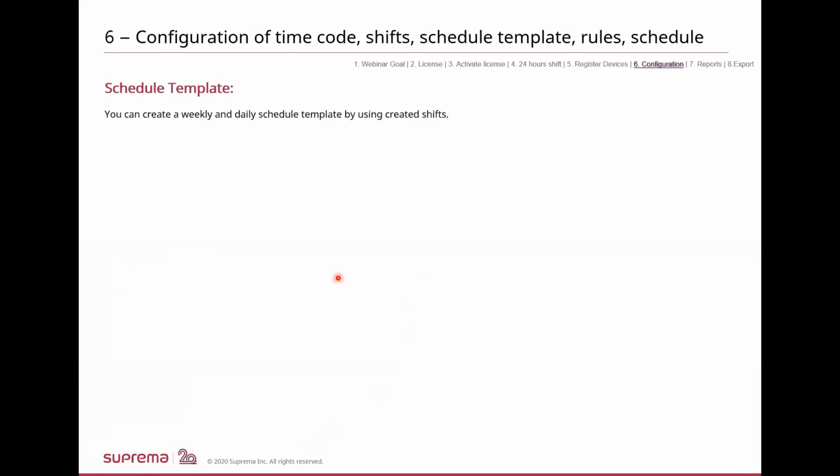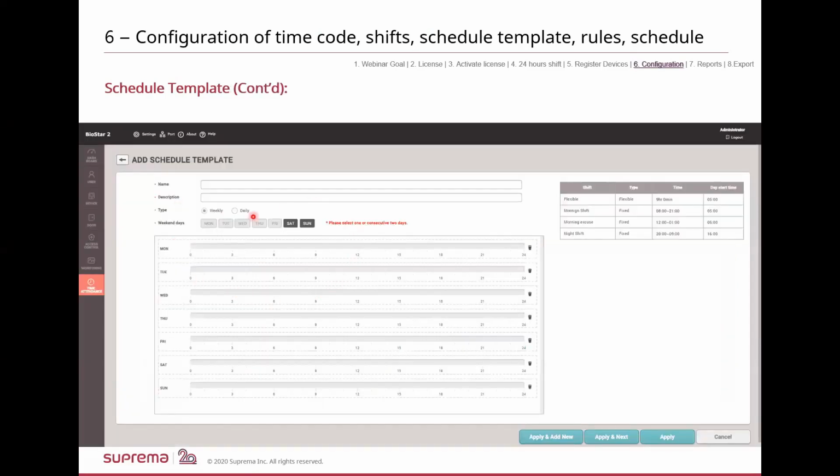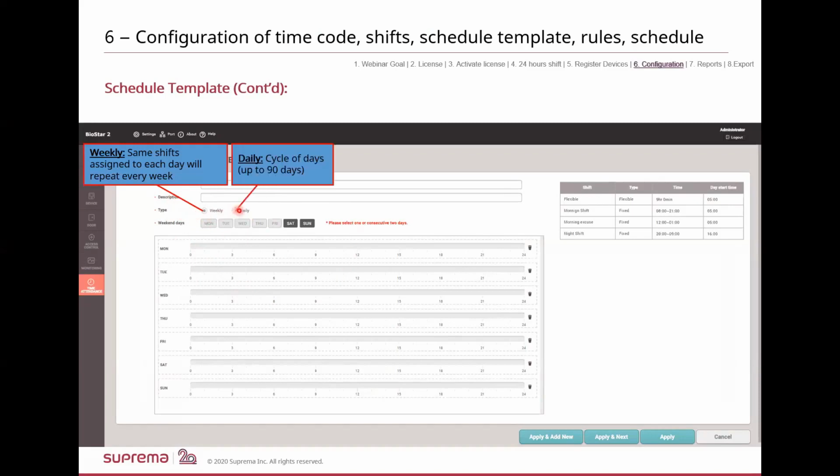So moving to the schedule template, you can create weekly and daily schedule templates from the created shifts. You go to the time attendance module, the shift tab, then the schedule template, and click the add schedule template button, and this is the window you are going to see. After the name and description, you have the first type, which is weekly, and the second type, which is daily, up to a 90 days cycle. I'm going to explain what each one means in detail now.